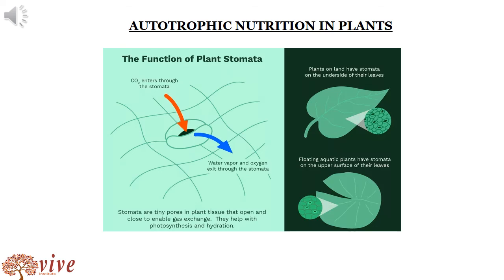Now we have understood how an autotrophic organism obtains energy and carbon from the environment. Autotrophs have their own mechanisms for absorbing energy from sunlight and obtaining carbon from the environment. In the next session, we will see what heterotrophs are and what their mechanisms of nutrition are.